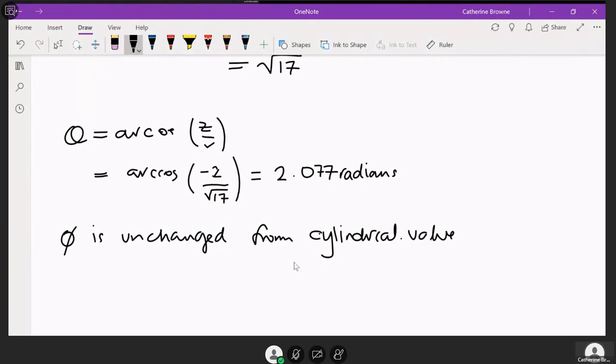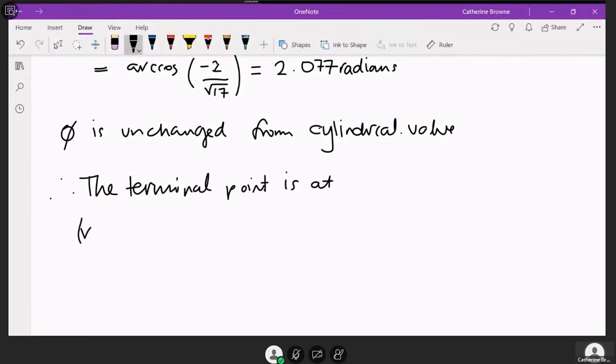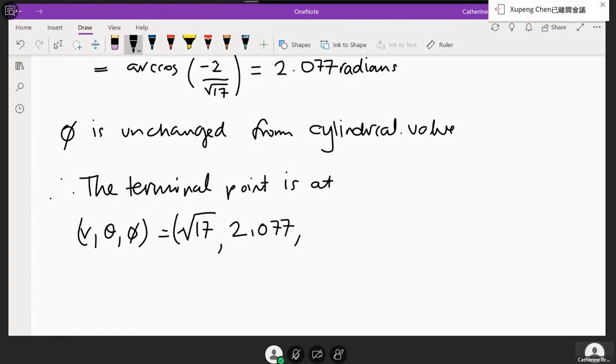So, therefore, the terminal point of this position vector is at, so r, theta, phi, we had r was root 17, theta was 2.077 and phi was 2.16.